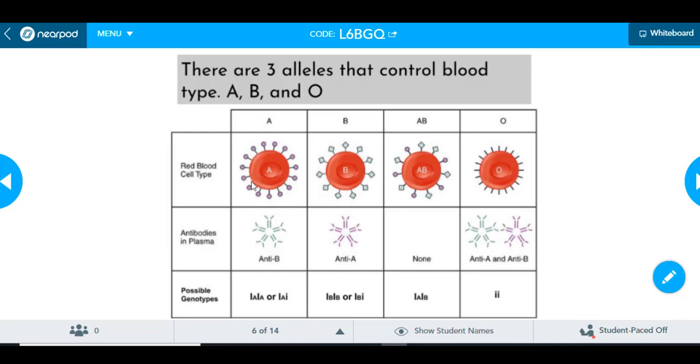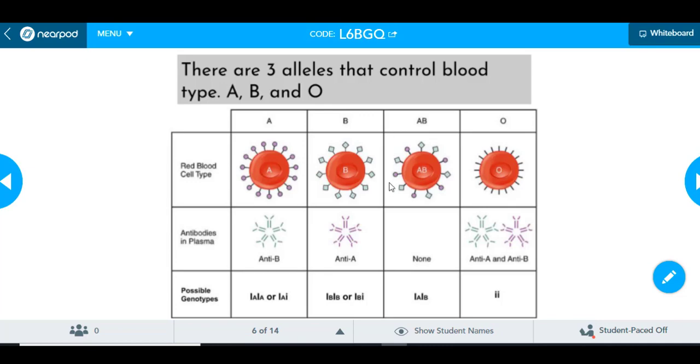If you have A blood, right, that's involved in cell-to-cell recognition. It tells your body those are your red blood cells. You make not antigens, you make antibodies for B. Right? So if your body were to come in contact with a B red blood cell, your antibodies would attack it. It would tag it, and your body would destroy it. Same thing for B blood. You make antibodies for A. If you have AB blood, you make neither.